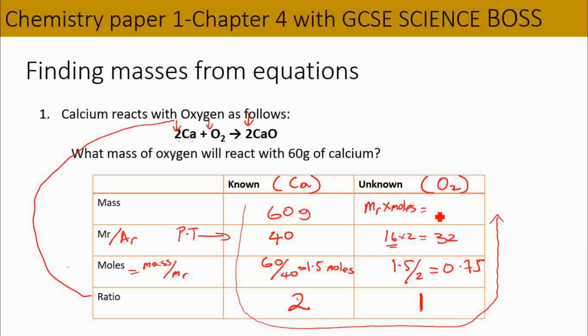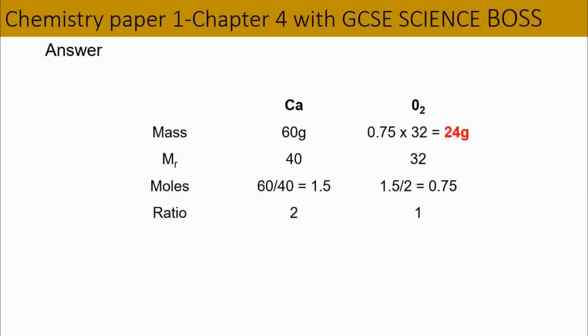So it's going to be 32 times 0.75, which will give me 24 grams. Okay, so the key thing that you need to know here is how to set up your equation card. And I just do triple MR: mass, MR, moles, ratio. That's what I use to set up my calculation card. Okay, so here's your answer. You can check that, pause your video, work through.